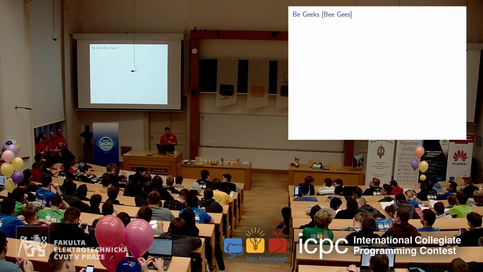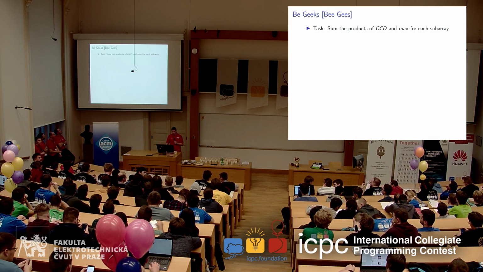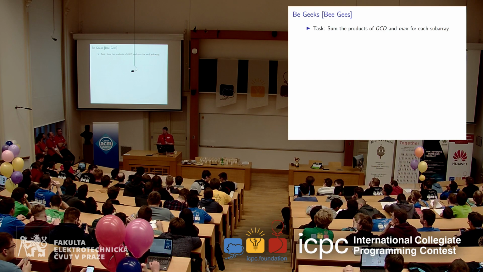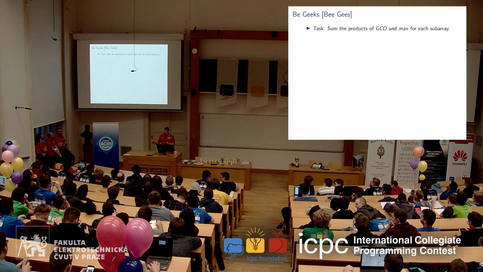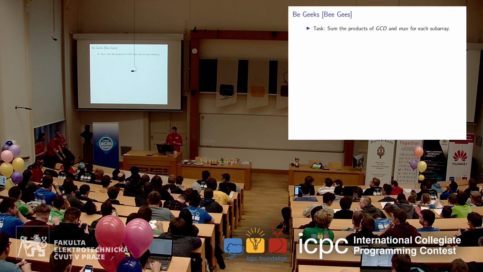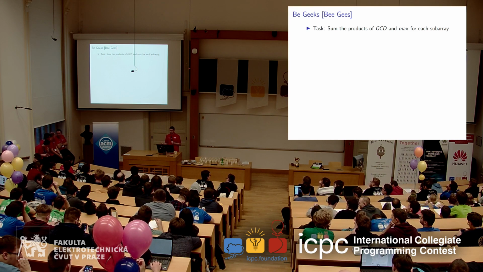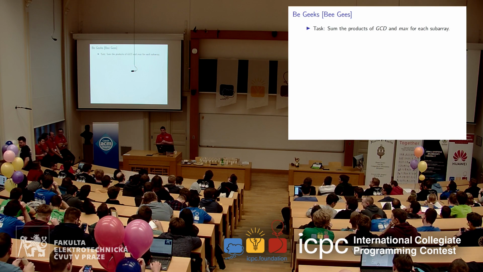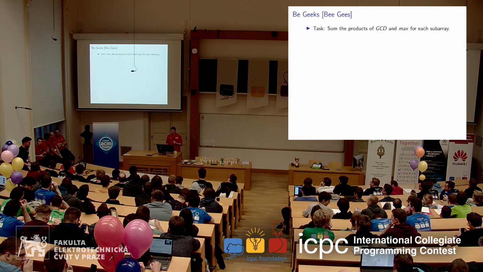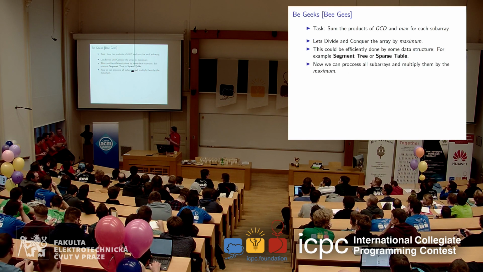Okay, so the next problem was BGX, where we had an array on input, and for each subarray of it, we had to find the product of GCD times maximum on the subarray, and we wanted the sum of this in some modulo. So basically we had multiple approaches.